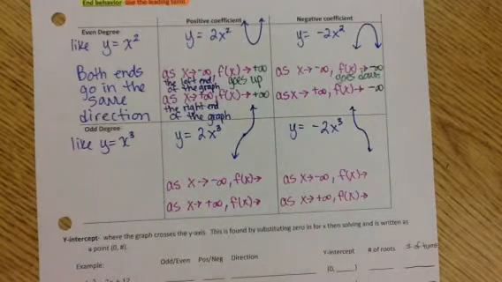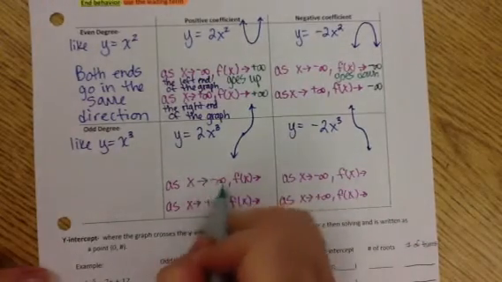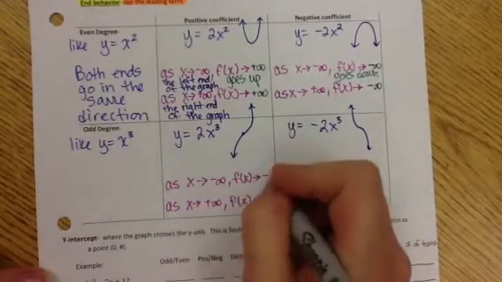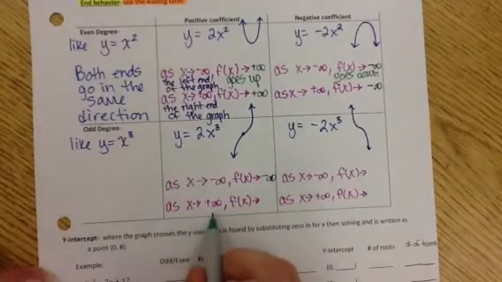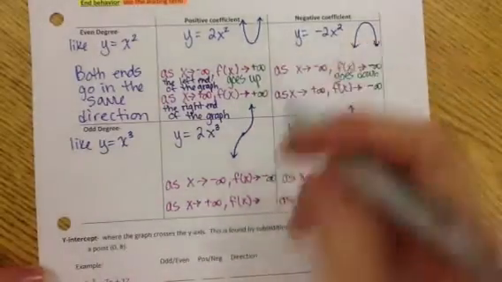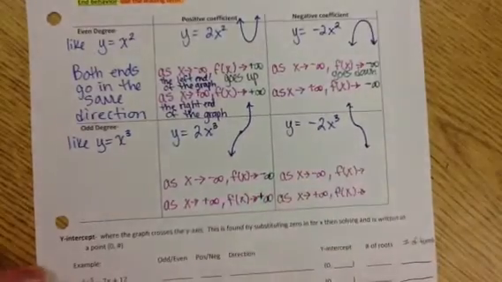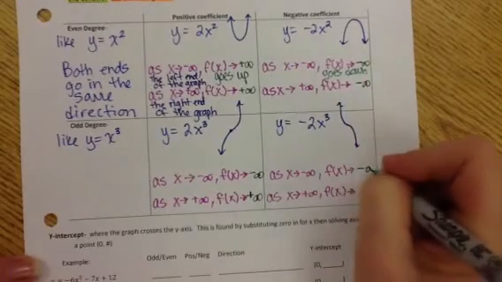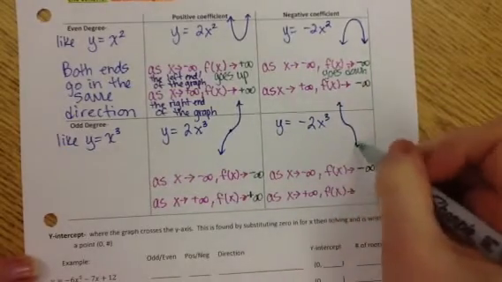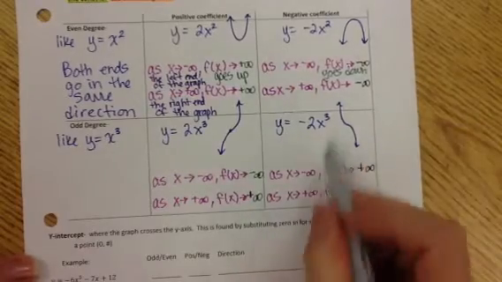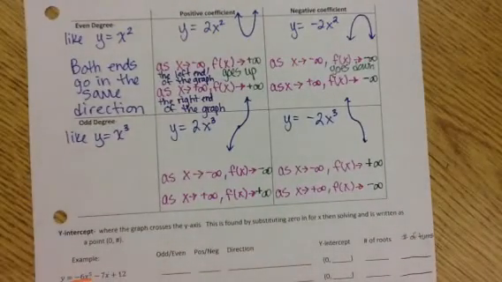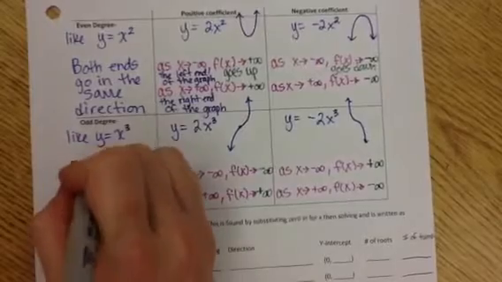So to fill in our end behavior, we would write as x goes to negative infinity, that means the left end of my arrow is going down, so that will be negative infinity. As x goes to positive infinity, that's my right end. The right end is going up, so that will be positive infinity. For the negative version, as x goes to negative infinity, the left end goes up. The right end goes down, negative infinity. So on an odd degree, the ends go in opposite directions.